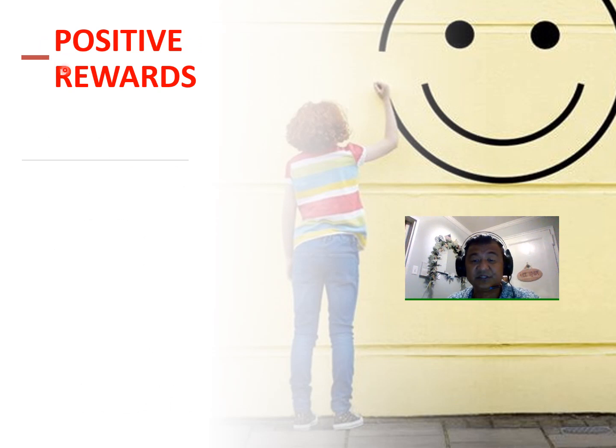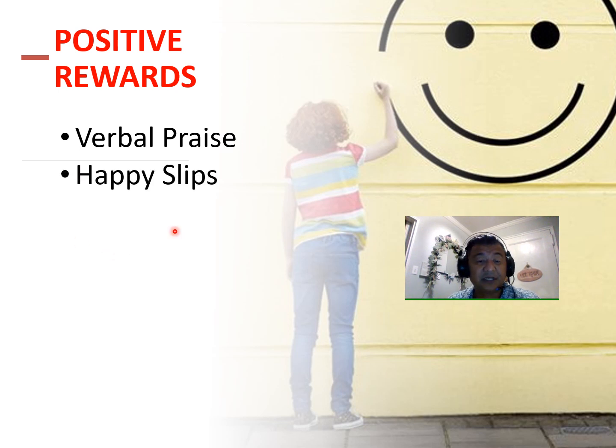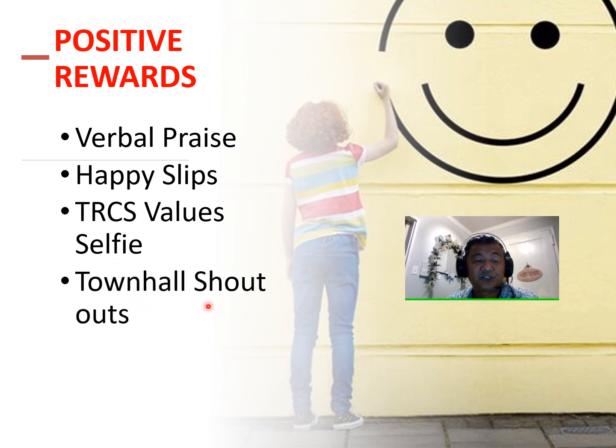Positive rewards. Okay, since I gave you already the rules in my class, what do you get if you faithfully follow the rules? A verbal praise. I will say good things to you in front of the class or quietly in private. Happy slips. I will explain what a happy slip is later on. TRCS values selfie. You'll take a picture with the values. I will explain what the values are, and I will send that to you, and maybe I could send it to your parents. Town hall shout outs.